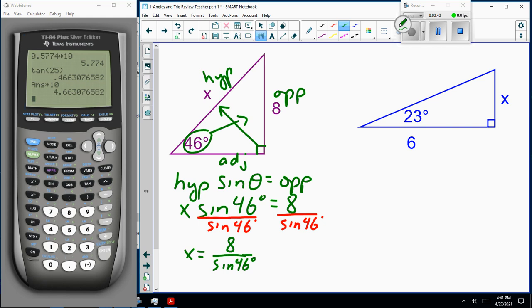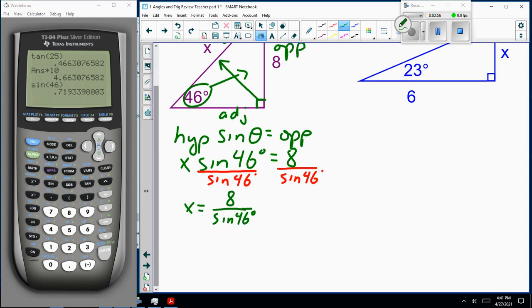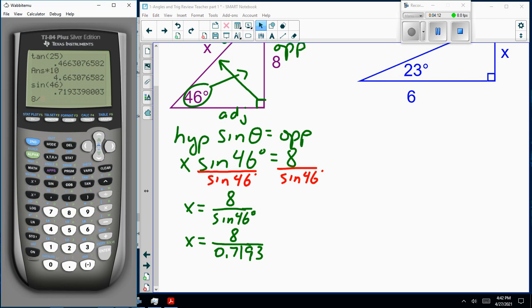Now, what the heck is that? Now, wait a minute. We've done this before. Sine of 46 is some number, 0.7193. So I can write this as x is 8 over 0.7193. And that's just a number we can solve. So 8 divided by 0.7193 equals 11.12, or I'll call it 11.1.